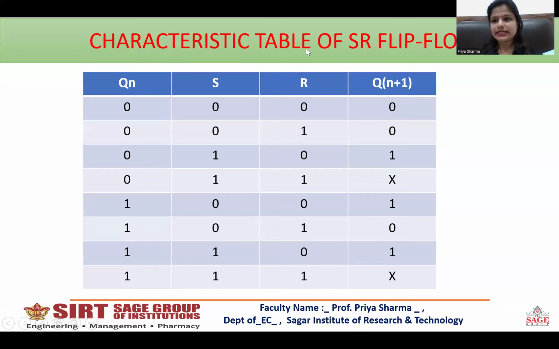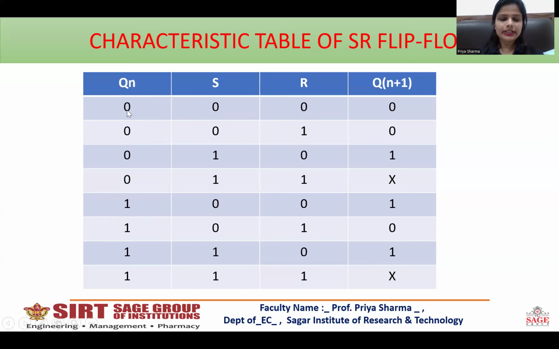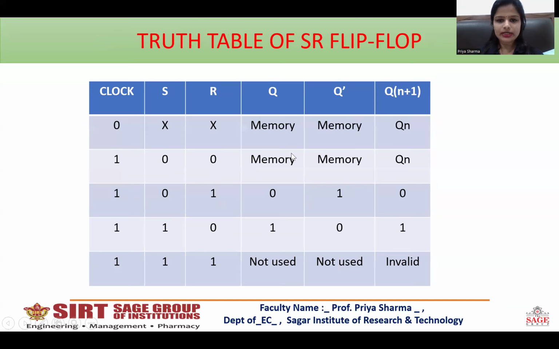Now coming to the characteristic table. From the truth table, we can draw the characteristic table. We take the inputs as Qn, S, and R, and the output is taken as Qn plus 1. If you look at the truth table of the SR flip-flop, when Qn is 0 and S and R are 0, 0, the output is in the memory element. So, the output is Qn, the next state is Qn.